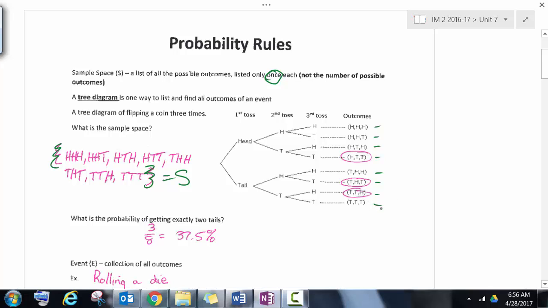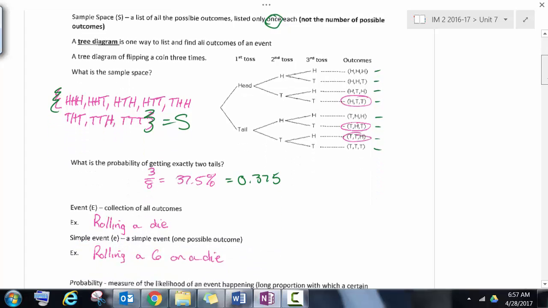And we know we didn't miss anything because we used the tree diagram instead of just trying to list them out and trying to figure out what we're missing. What is the probability of getting exactly 2 tails? Well, you can see the ones that are circled have exactly 2 tails. The only ones are 3. So 3 out of 8, or 37.5%, or 0.375 is our probability of getting exactly 2 tails.